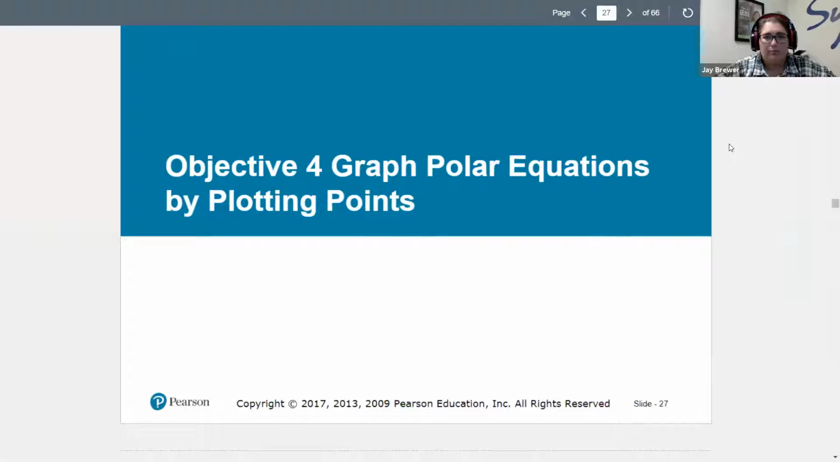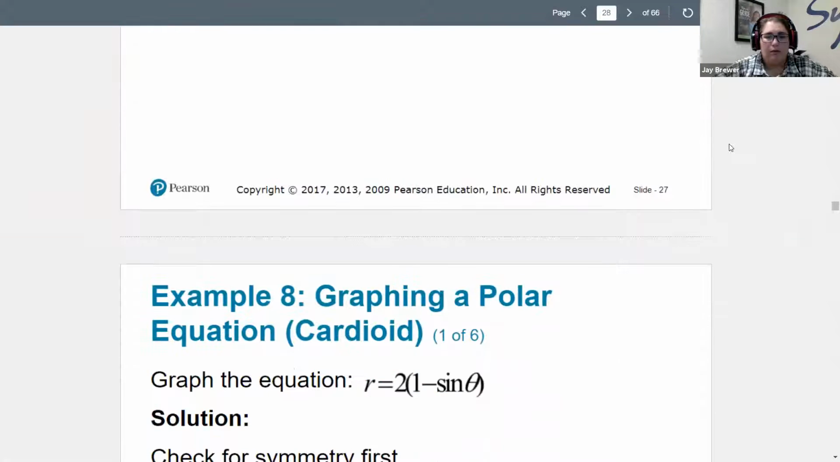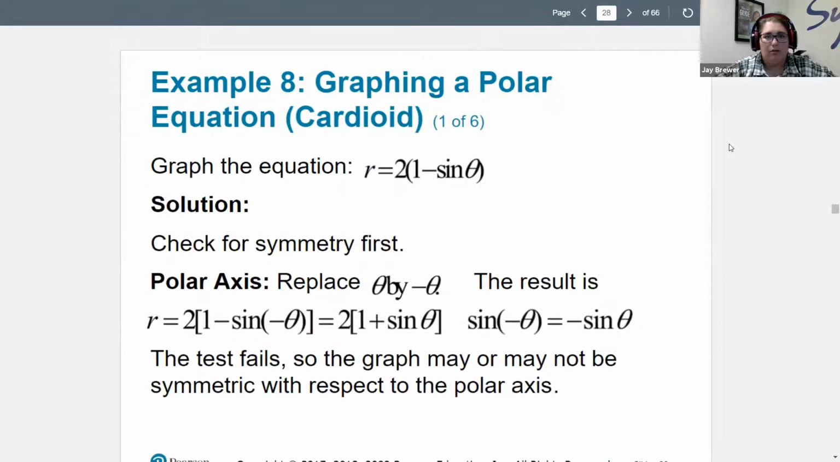All right, so objective 4 is graphing polar equations by plotting points. We're not going to work in the whiteboard for this. This is just going to be all in the PowerPoint. So if you were to graph r equals 2 times the quantity 1 minus sine theta, the first thing you want to check for is symmetry.